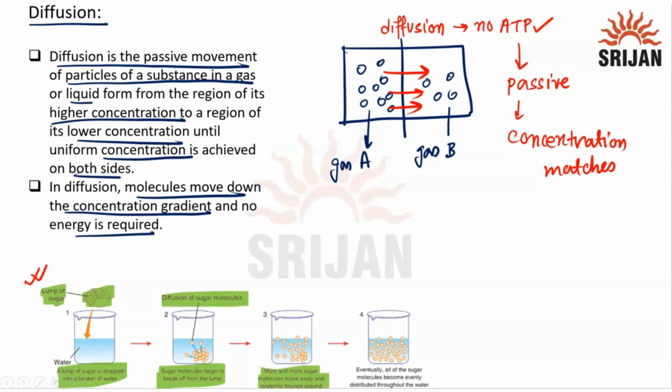The sugar molecules will be moving from higher concentration to lower concentration in the water. Where the sugar molecules are less, the sugar molecules will go to that part of the water, and eventually it is distributed throughout the water, and every sip of the water you are having, you will feel the same sweetness in every corner. So when you put a lump of sugar in a glass of water, the lump breaks and the sugar molecules are evenly distributed throughout the water. So that is the diffusion we are understanding.